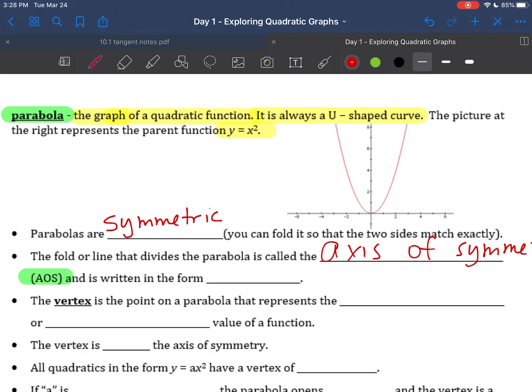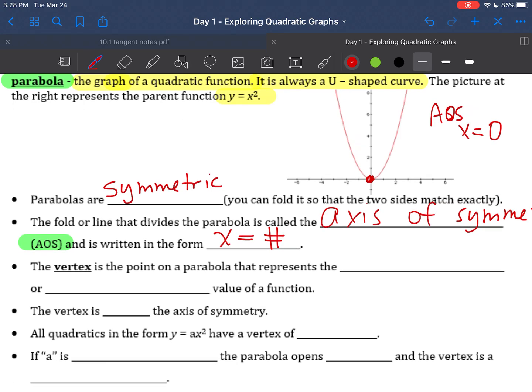It is written in the form of an equation, x equals some sort of number. The axis of symmetry up here, I'm going to write, AOS is the equation x equals 0. The vertical line through the origin goes through 0 on the x-axis. The vertex is the point on a parabola that represents the maximum or minimum value.